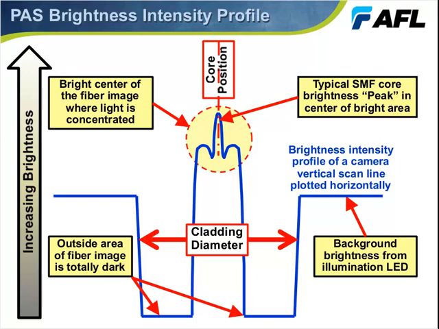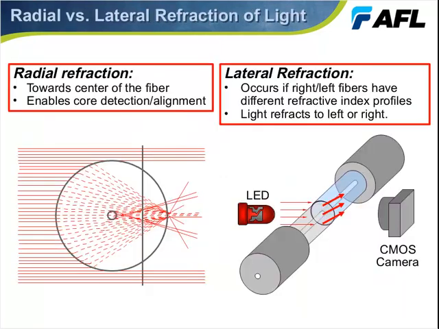So to understand a little better what's going on today, let's move on to the next slide, and let's differentiate between radial refraction and lateral refraction. So we're using the radial refraction and a very careful focus position to find the position of the core. But when we splice two different fibers together, we have to not only think about the difference of index of refraction due to the core versus cladding and air, but also the difference of the refractive index profiles of the left and right fiber.